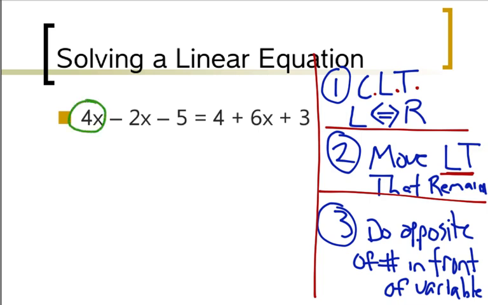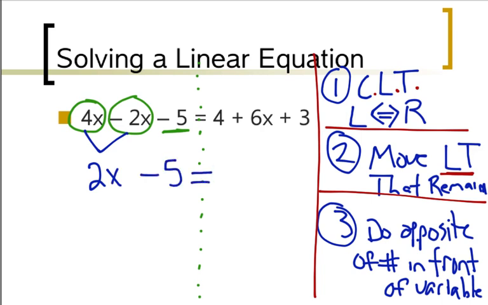Now we have to start by combining our like terms. I identify my like terms on the left-hand side, which are my 4x and my negative 2x. Negative 5 is not a like term with them, so we're going to leave it alone. I'm going to draw a dotted line to keep my equal sign in the same place, and I'm going to combine the like terms that I have. So I've got 4x and negative 2x. That gives me positive 2x, and I bring down my negative 5. My equal sign comes down. And then I take a look at my 4 and my 3. Those are like terms, so I combine them to get 7, and then I say plus 6x. Now we're at step 2.